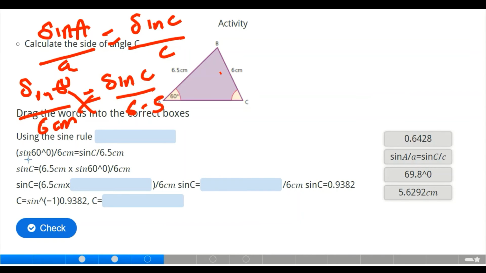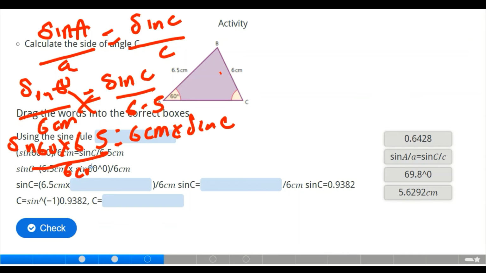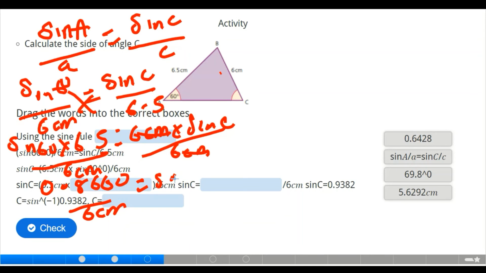So we cross multiply. We have sine 60 multiplied by 6.5 equals 6 centimeters multiplied by sine C. If you want to get sine C, all we need to do is divide the other side by 6 centimeters. So the 6 centimeters cancel each other. So we have sine 60, which is 0.8660, multiplied by 6.5 and divided by 6 centimeters, equals sine capital C.